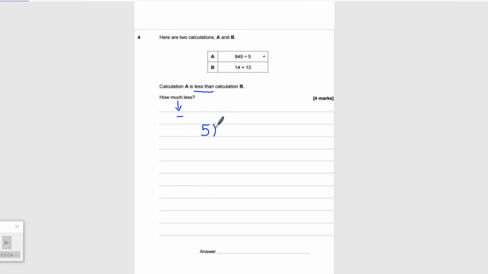The first step is to solve each calculation. Calculation A is a division problem. Calculation B is multiplication. The answer to calculation A is 169. For calculation B, we multiply 14 times 13 to get 182.